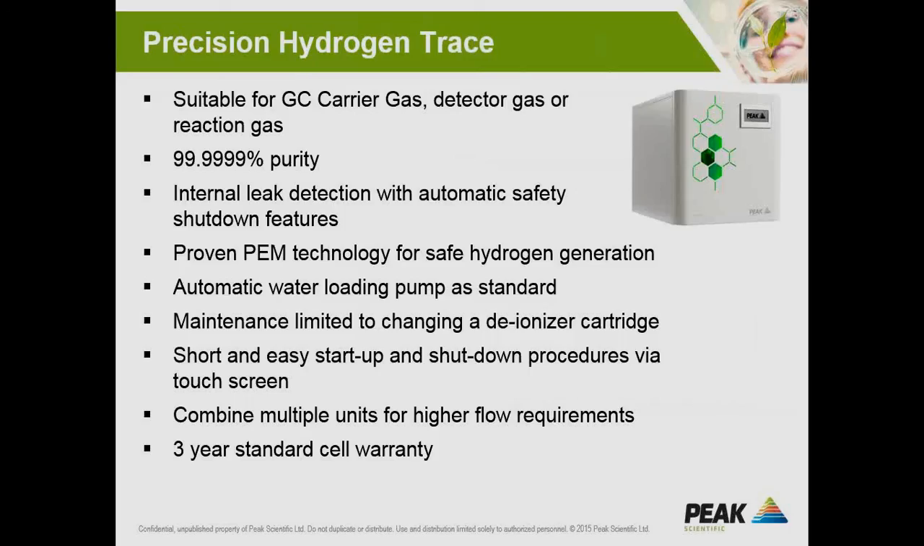A single unit has a maximum capacity of 500 cc's per minute, but what we can do is, to increase capacity, we can link multiple units. So if you needed a litre or 1.5 litres, we could link 2 or 3 systems which would work on a master-slave configuration, and they would share the output of gas required by the application.